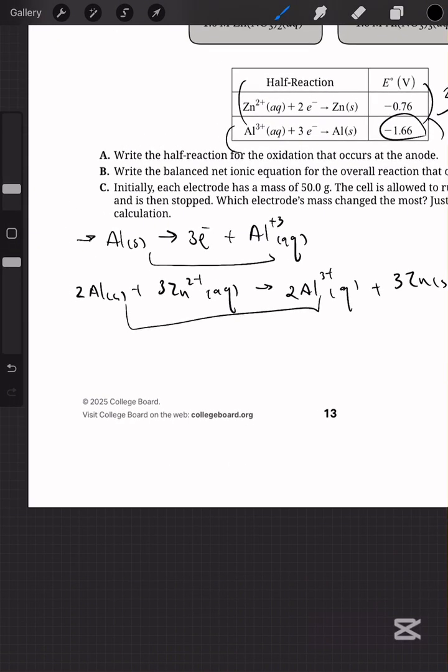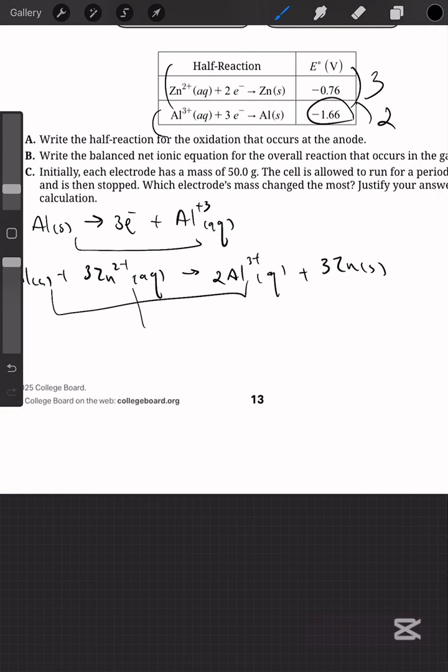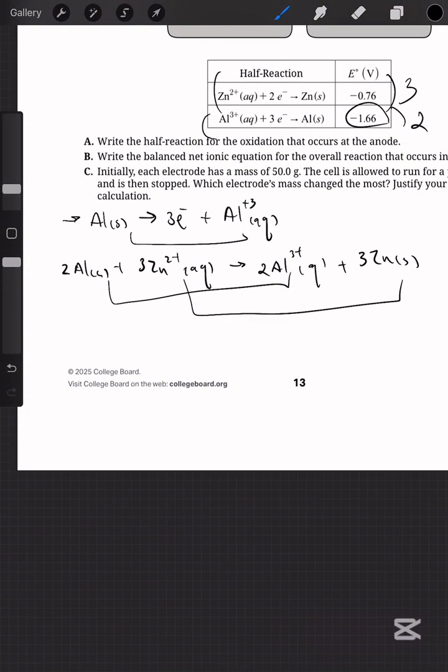Okay, so this one you can check by looking at the changes in oxidation number. Since aluminum increased, it's the anode because it's oxidized, and zinc decreased, so it's reduced and it's the cathode.